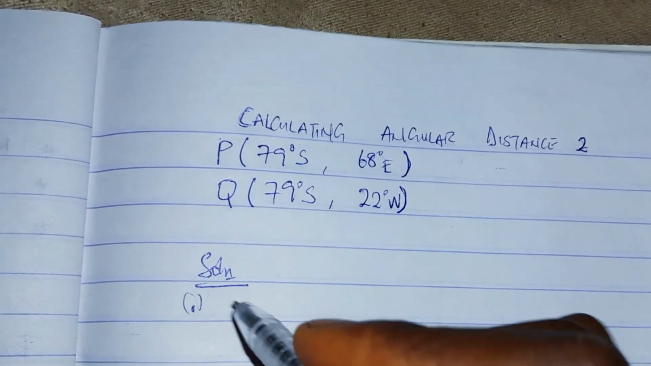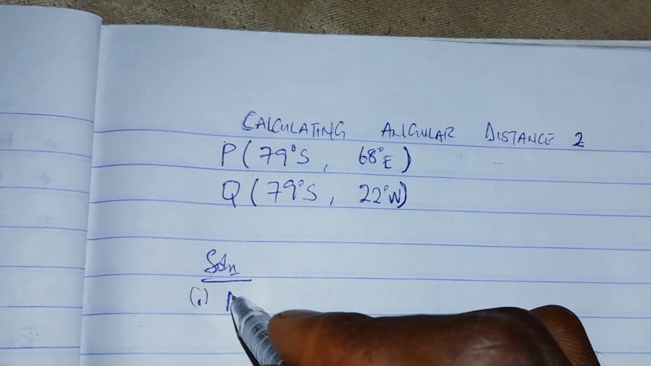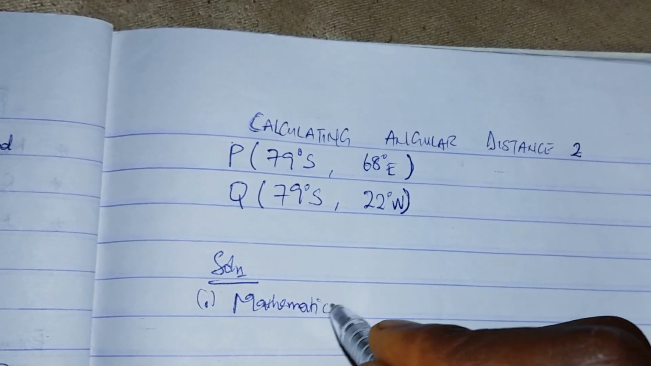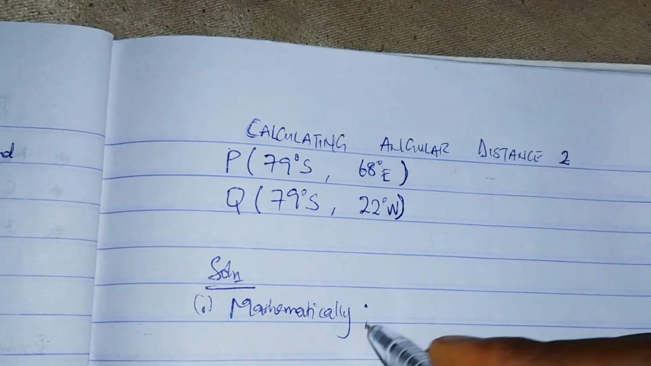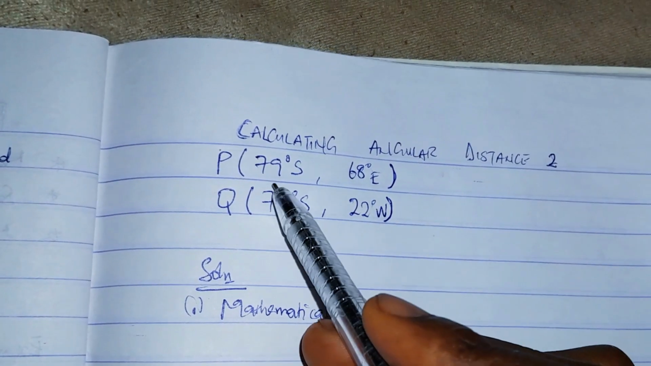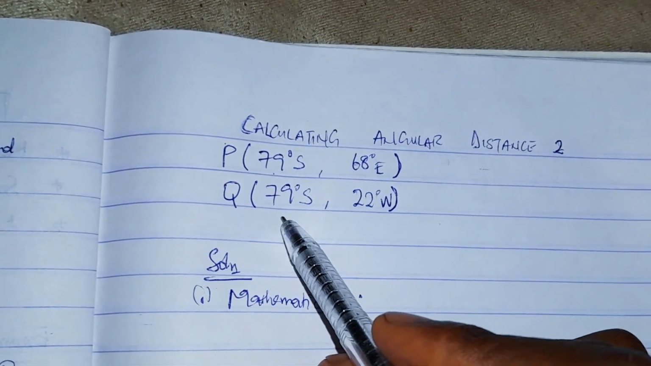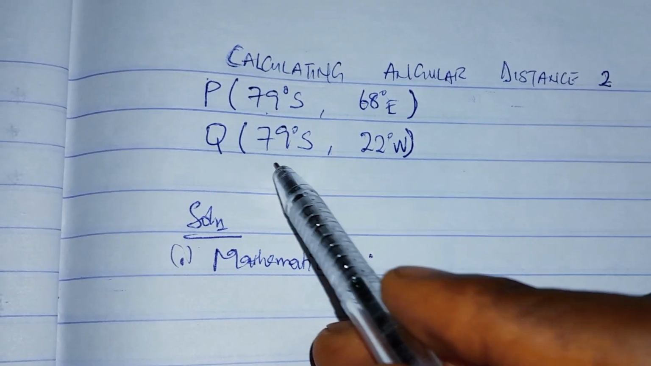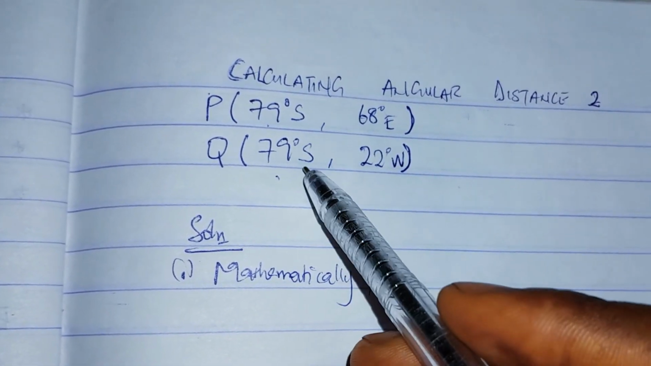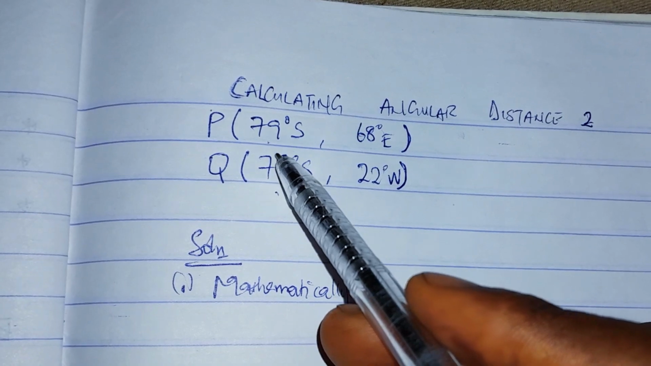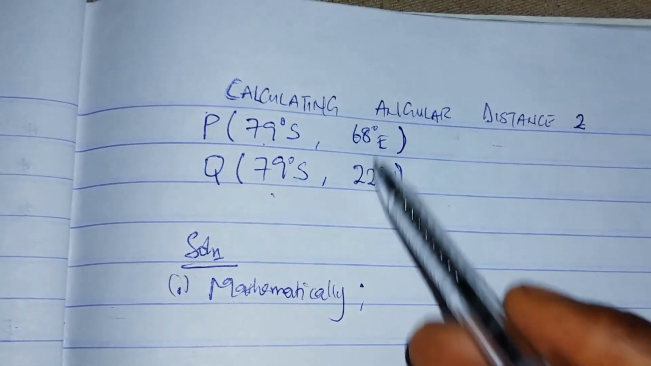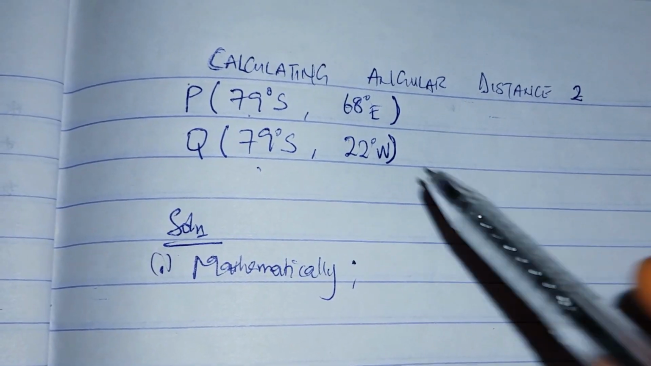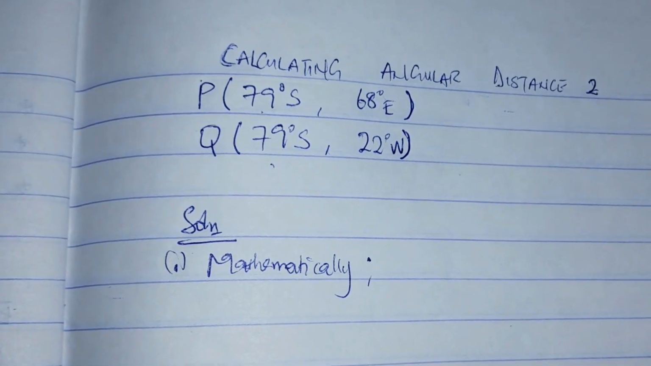Two modes of solution: mathematical and graphical. So, mathematically, what do I have? Now, look at this. I have 79, 79. The value is what I'm concerned with, not the poles. Since these values are the same, automatically I'm going to eliminate this and work with the lines of longitude. Now, you can see this question is very different from the last ones we've been solving.